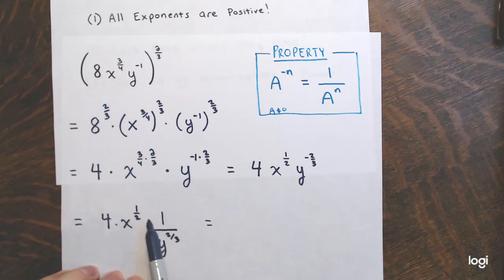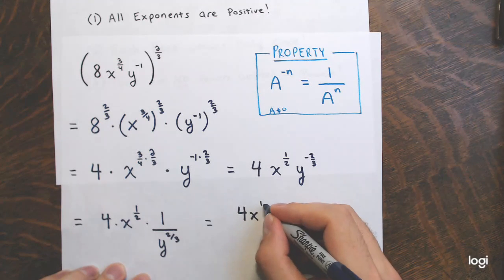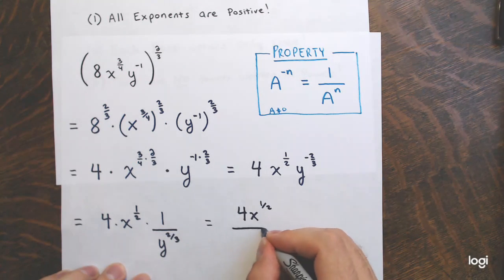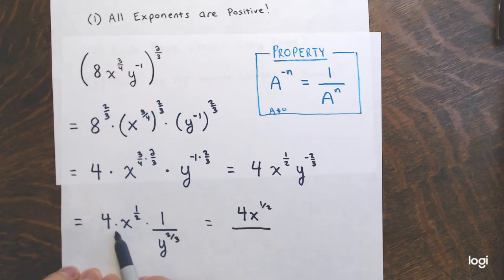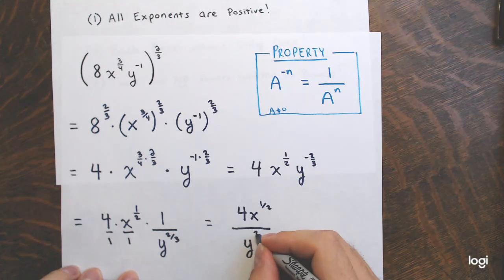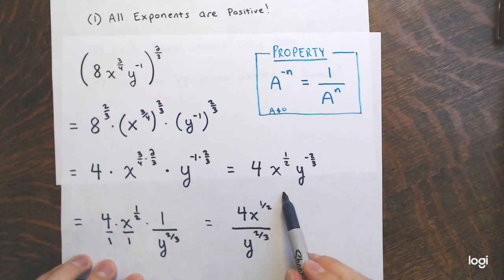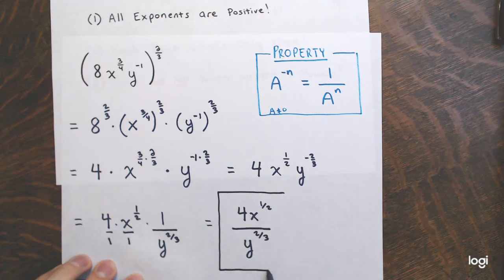So multiplying the numerators, I have 4 times x to the half times 1. That's just 4 times x to the half in the numerator, divided by, and then in the denominator, right? These two don't have denominators, so technically you can throw them over 1 if you want. 4 over 1, x to the half over 1. And then your denominator is 1 times y to the 2/3. So that y to the 2/3 is also in the denominator. And there you go. That is totally simplified.